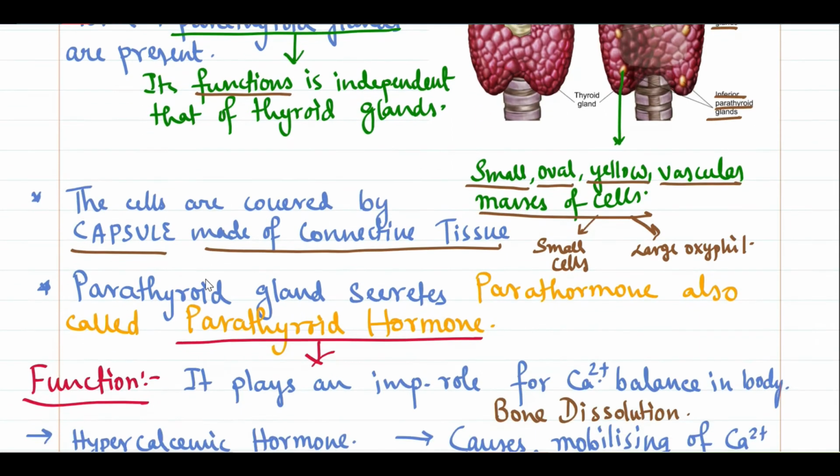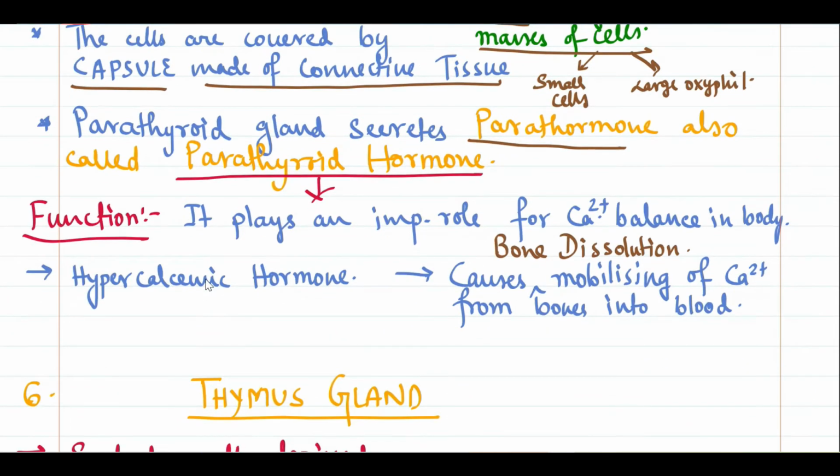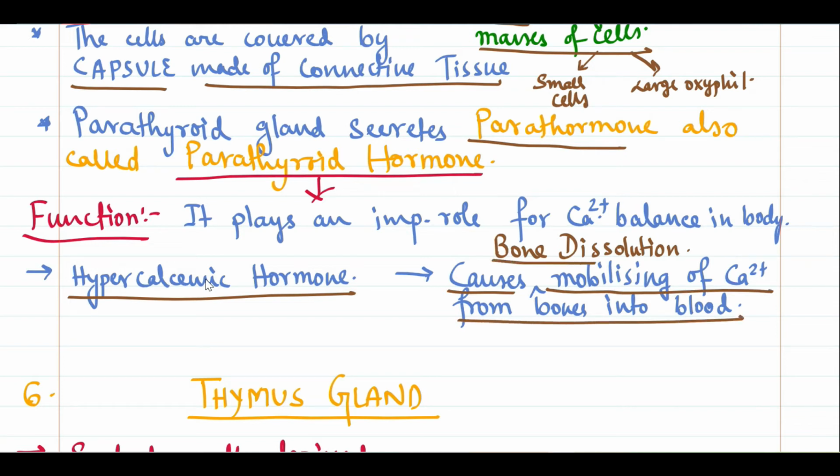Now, the parathyroid gland secretes parathormone, which is also called parathyroid hormone. What is the function of parathyroid hormone? It is just the opposite of calcitonin. It plays an important role in calcium balance in the body, but it is hypercalcemic in nature. As we have seen, calcitonin is hypocalcemic in nature, whereas this is hypercalcemic. This means it causes mobilization of calcium ions from bones into the blood by bone dissolution. This is a very important point.